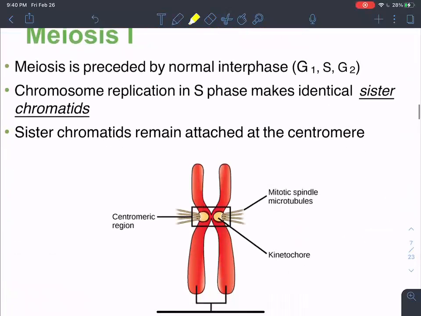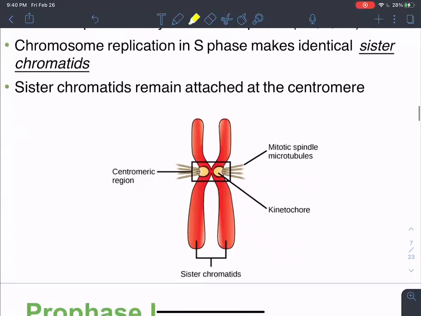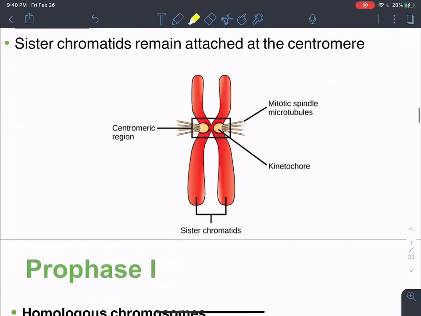So meiosis is preceded by a normal interphase. You get the G1, S, and the G2 phase, and chromosomes replicate in the S phase, making identical sister chromatids. And so these sister chromatids remain attached at the centromere, and it's exactly like in mitosis, where they're connected by the mitotic spindle microtubules to that kinetochore region.